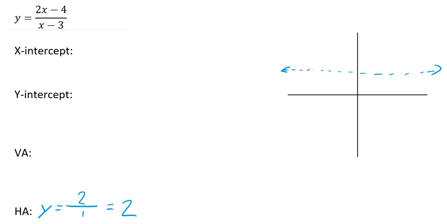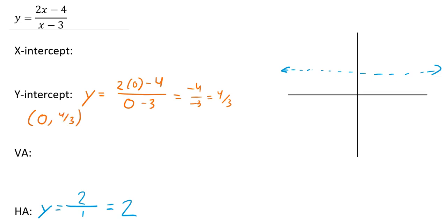The other thing I can do without actually doing any factoring is find the y-intercept. To find the y-intercept, I plug in a 0 for x. I get y equals 2 times 0 minus 4 over 0 minus 3. That's negative 4 over negative 3, which is 4/3. My y-intercept apparently is the point (0, 4/3). So if this line was y equals 2, 4/3 is somewhere between 1 and 2. Here's 1. 4/3 must be here. That'll be my y-intercept.